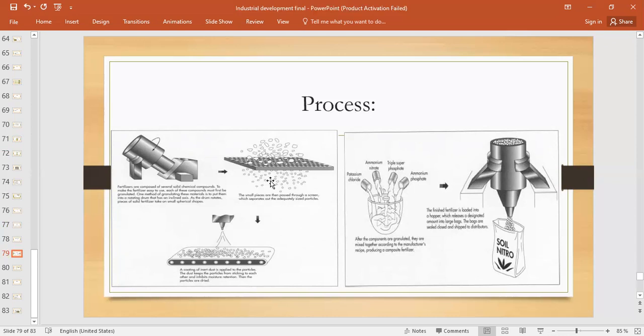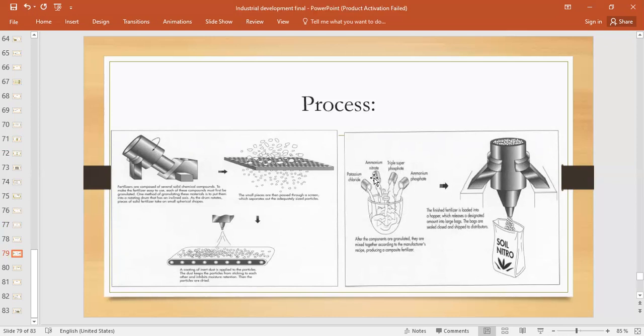In the screening process, the small particles move on, and the bigger particles are left behind. Then those bigger particles go back to the squeezing granulator to be turned into smaller particles, right? Then after screening, you can see here, screening is done. After screening, the drying and cooling of the particles is done.